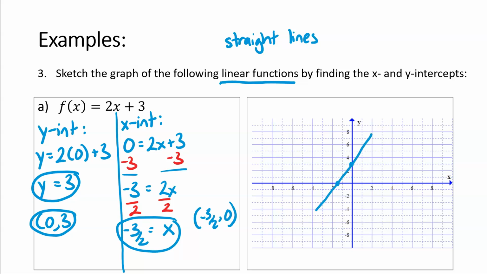That is the y-intercept. If we're graphing a straight line, all we need to do is connect those two dots. And we can extend it even. So our line would look like this. So we have the x and y intercept, and we just draw a line through those two dots, and that is the graph of our function.